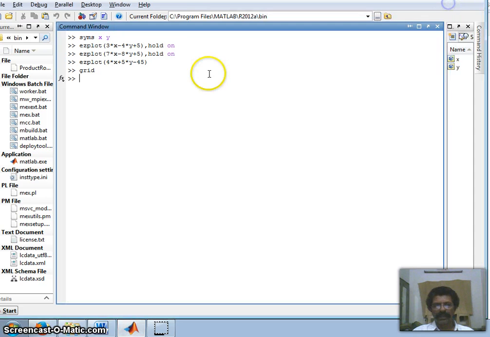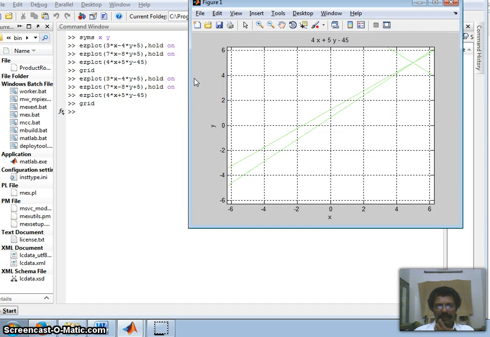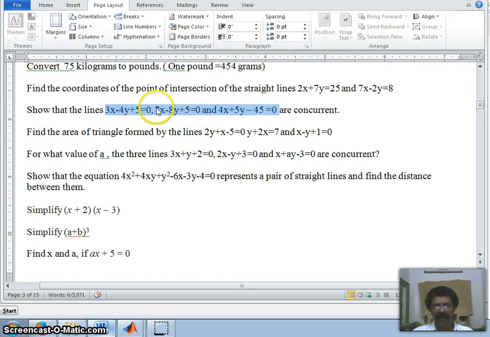So I close, and again I run this first, then my second equation and the third equation. I switch on the grid, and now if we see the figure, you can see that all the three lines are intersecting at x equal to 5 and y equal to 5. Since all the three straight lines are intersecting at a common point, these equations are concurrent.